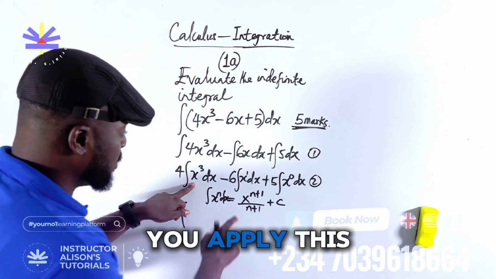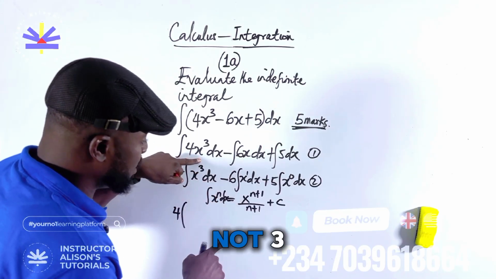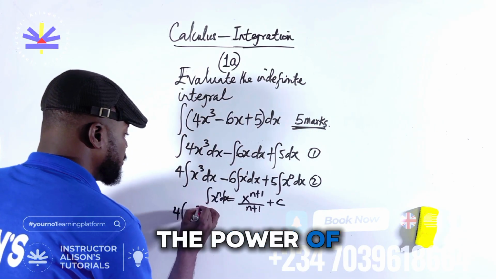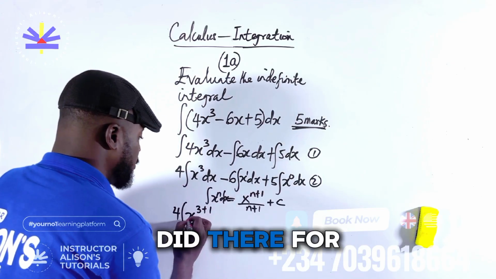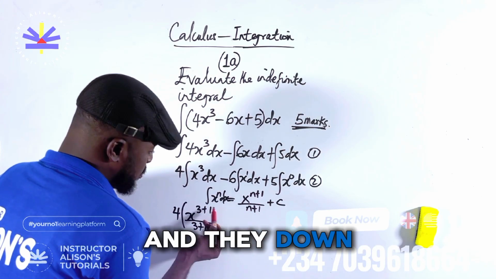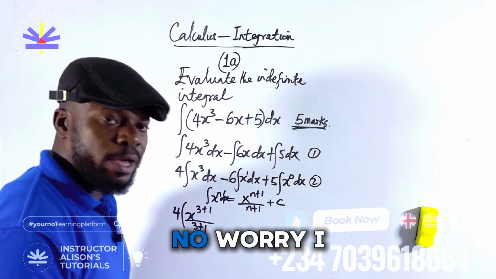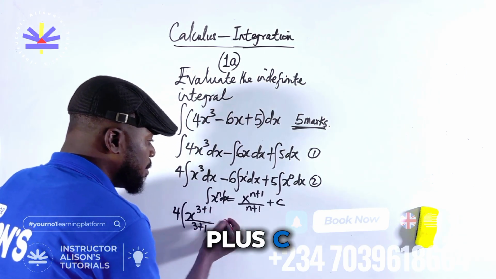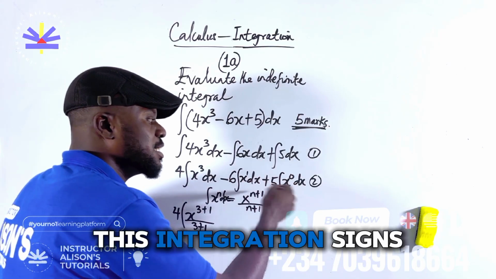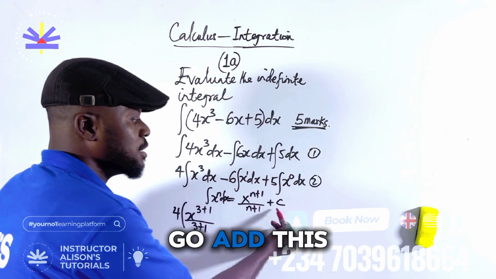Then here you apply it, and this same x, the power is now 3. It means anywhere you see n, you put 3. So x to the power of 3 plus 1, where the formula is, divided by 3 plus 1. Remember, anything that is up, now it goes down. Now why am I supposed to write plus c? But as I have not integrated this one and this one, I won't write it until I remove this integration sign. Finish, now I add this plus c.